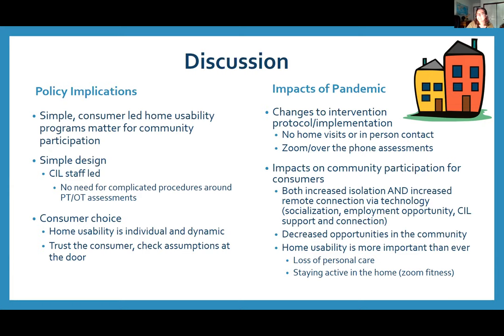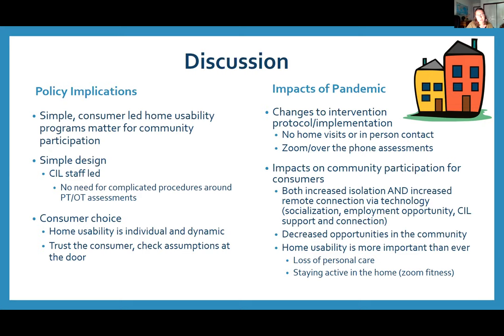There were some really significant impacts with the pandemic, however. This project that I'm reporting on here was all pre-pandemic, but we were implementing phase two right when everything shut down. So of course, we had to make some pretty significant changes to our intervention protocol and implementation. We had to stop home visits and limit in-person contact. We did some Zoom and over-the-phone assessments.